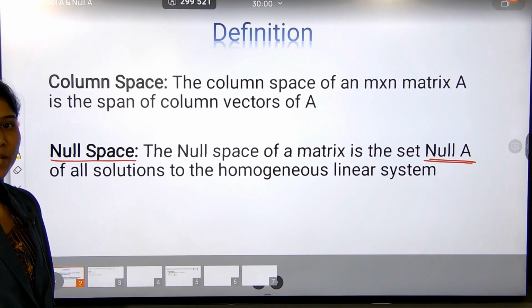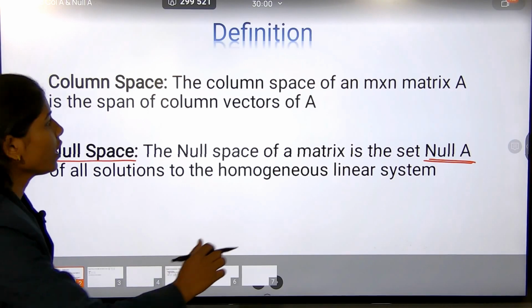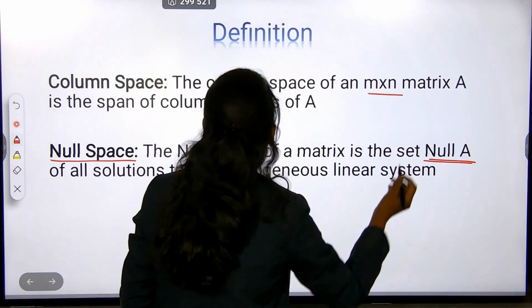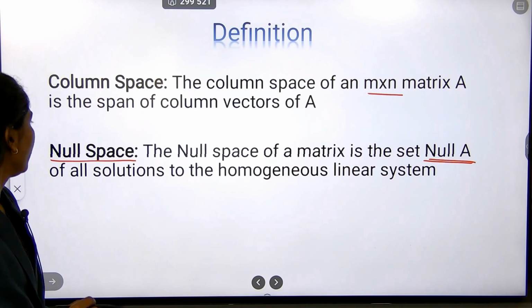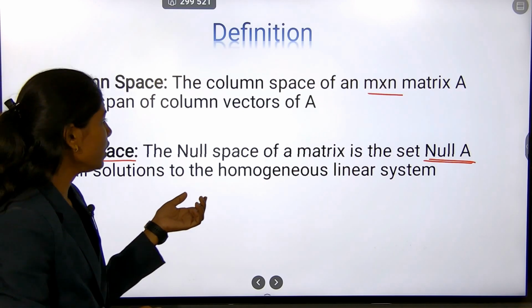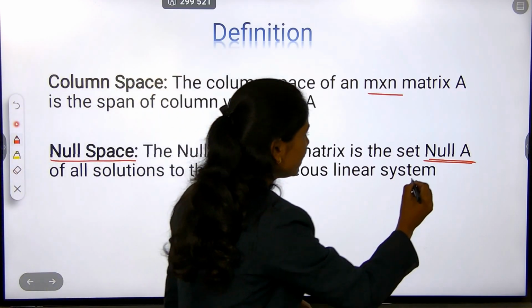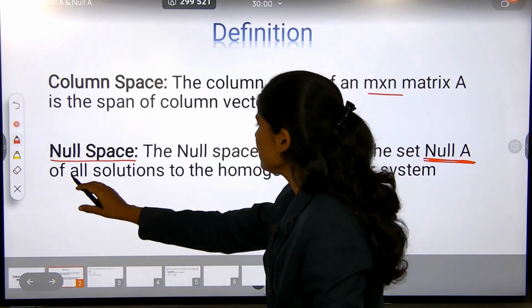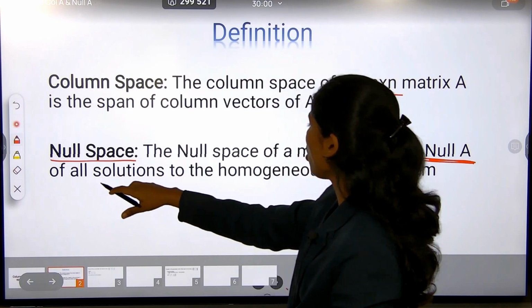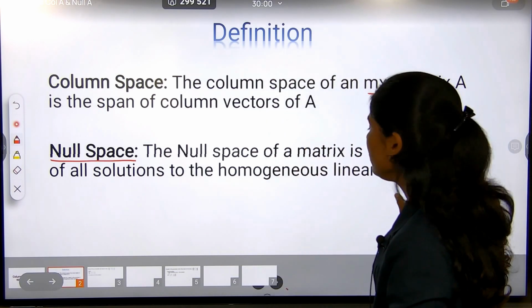So what is column space? The column space of an m cross n matrix A is the span of column vectors of A. And what is null space? The null space of a matrix is the set. It is denoted by null of A and it is all solutions to the homogeneous linear system.